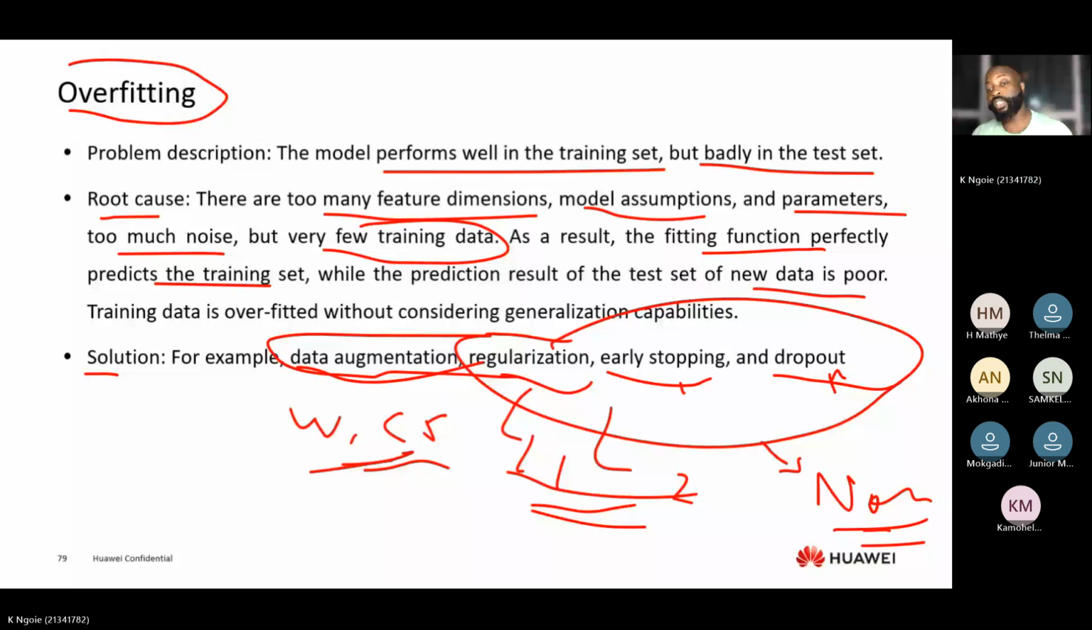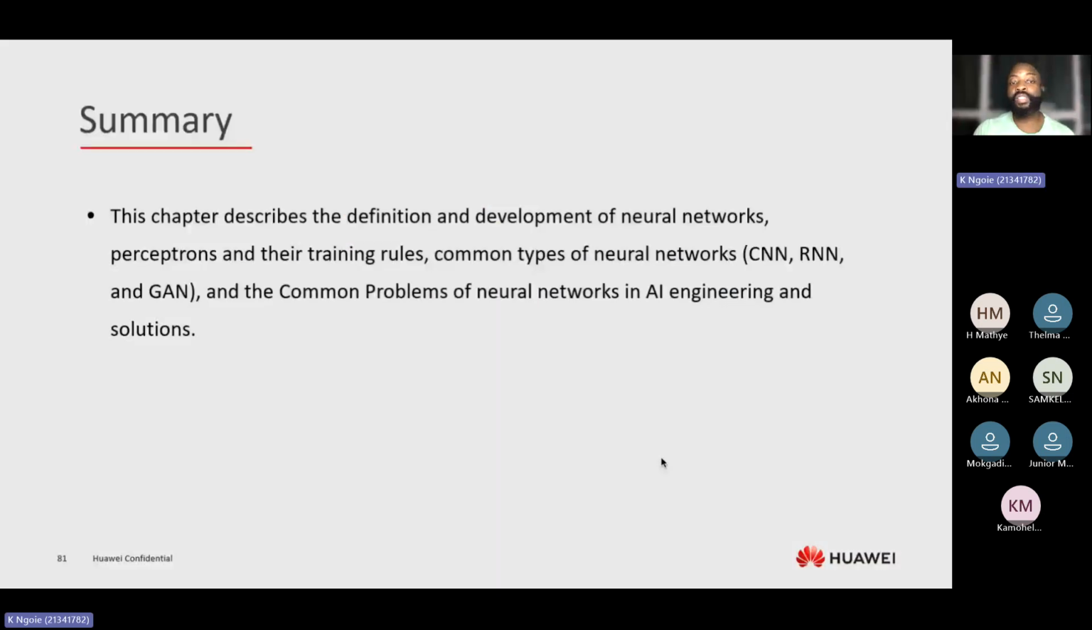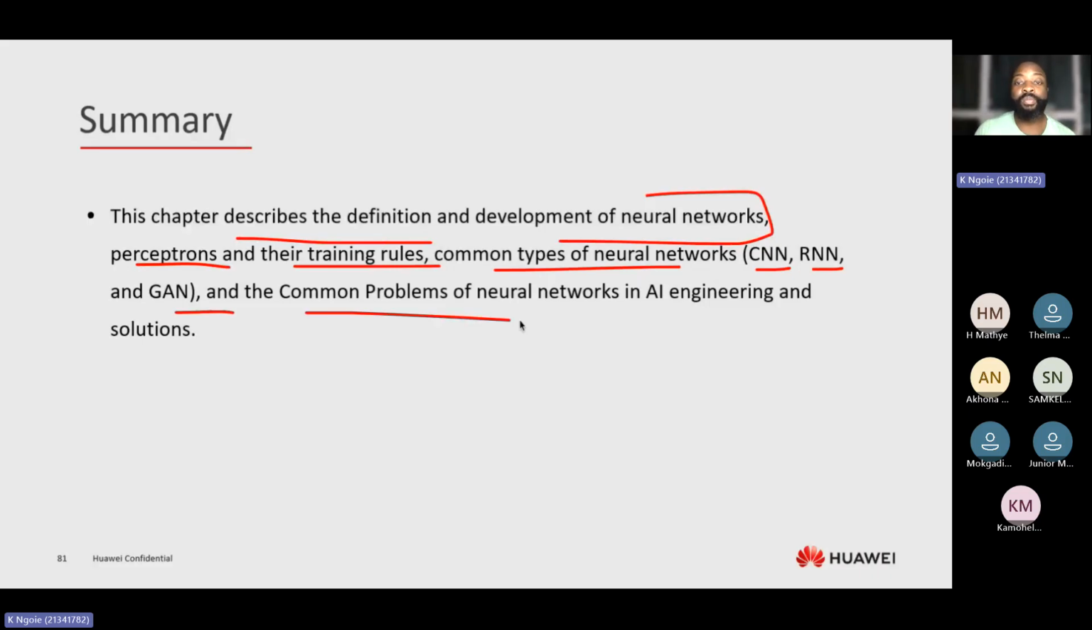All right, so as a summary, this chapter has described the definition and development of neural networks. We spoke about the perceptron, the training rules, common types of neural networks such as CNN, RNN, and GAN. And we also discussed the common problems of neural networks in AI engineering and their solutions.